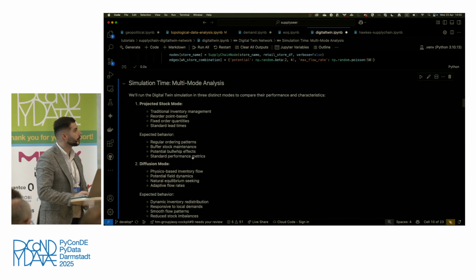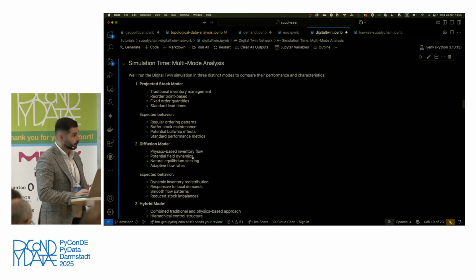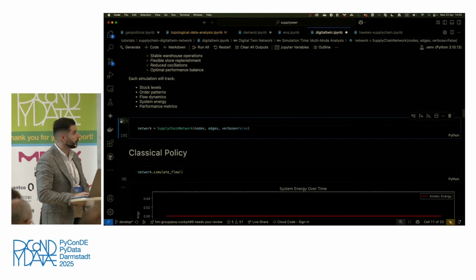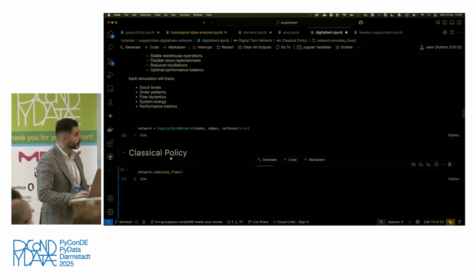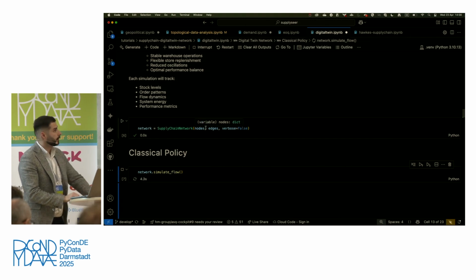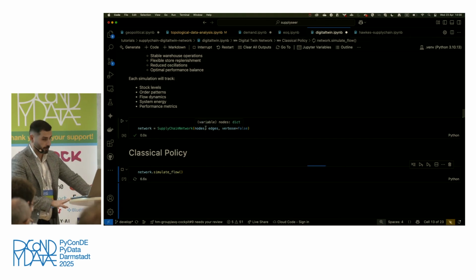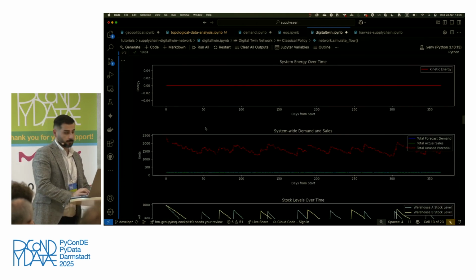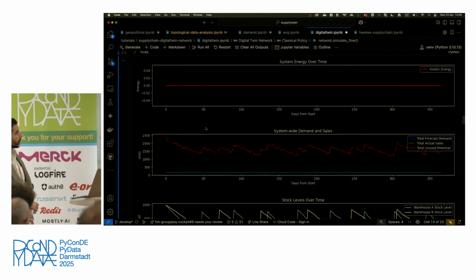Execute it. All right. Since it's too large for me to see the visual, let's look at the visual first. Let's do this network. Simulate flow. Now we're using the classical policy, which means as soon as you expect the inventory to fall below some level, you're going to reorder.